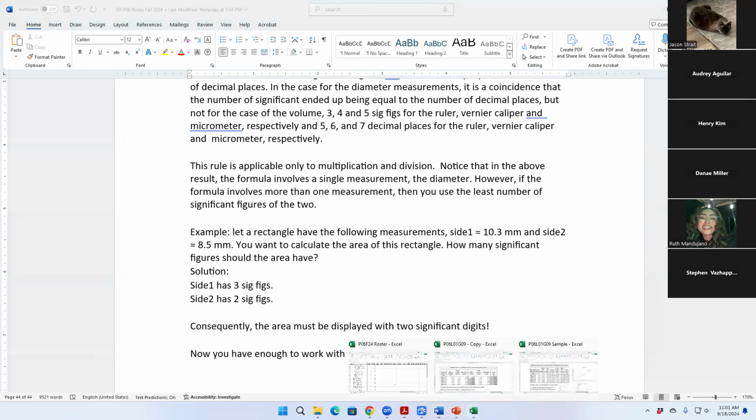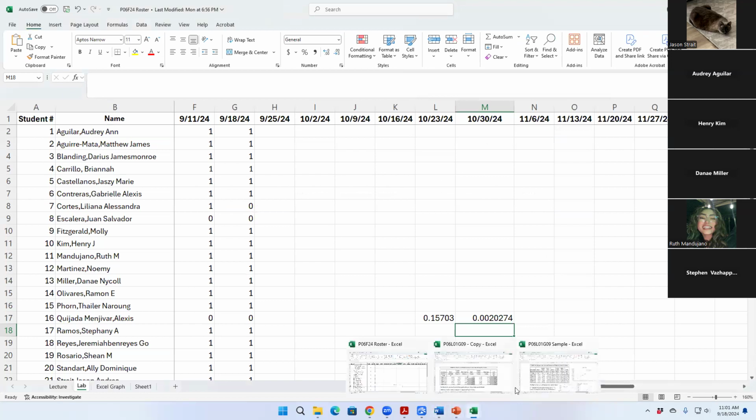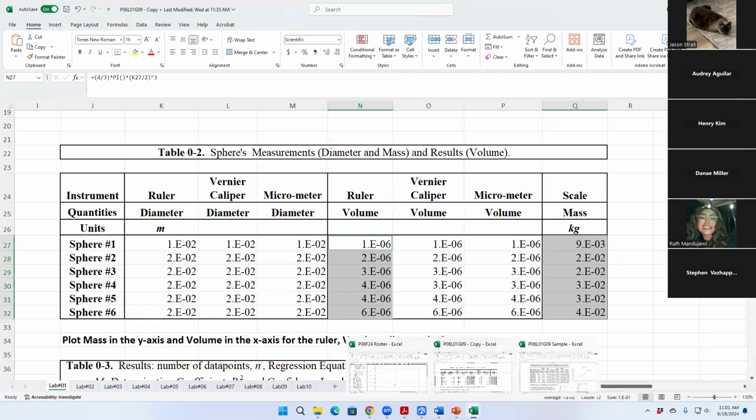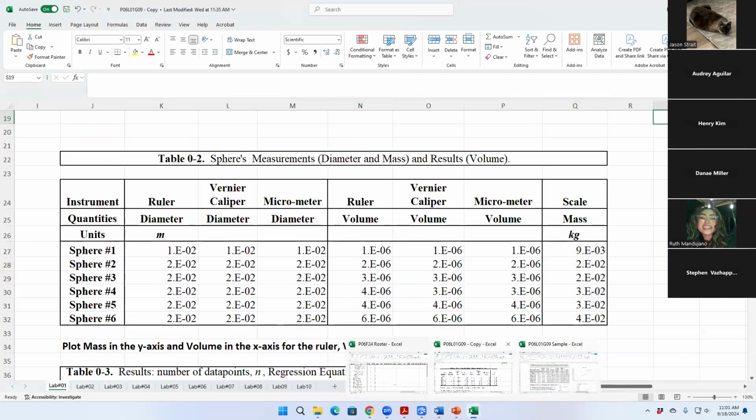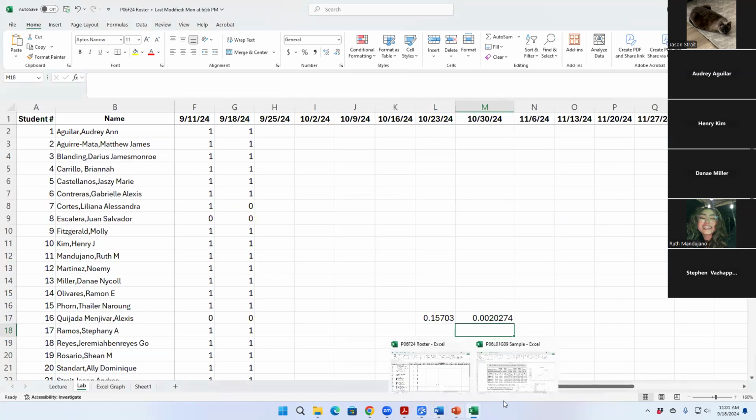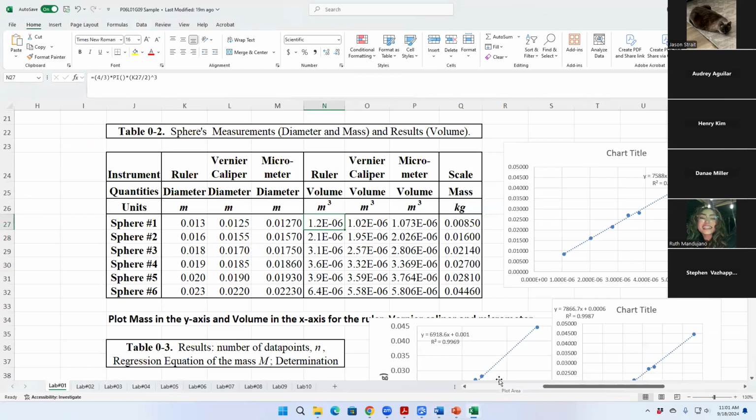Display the significant digit. You go. This one here. Yeah, I don't want this one. I want this one here. Okay.